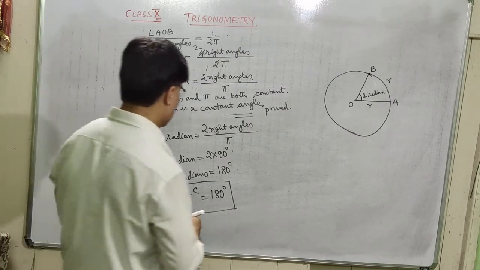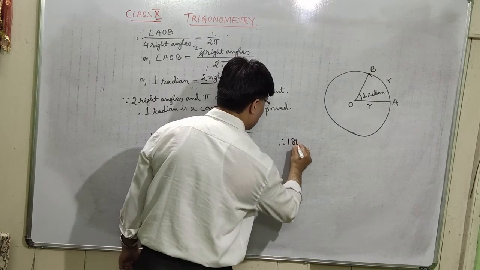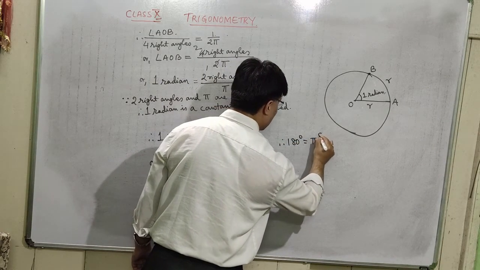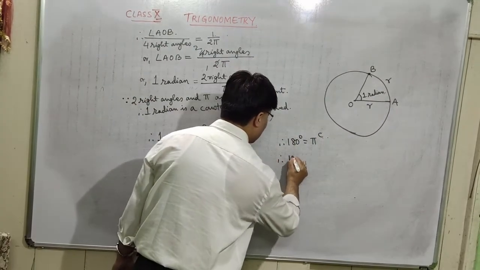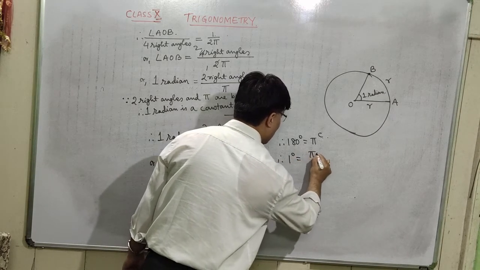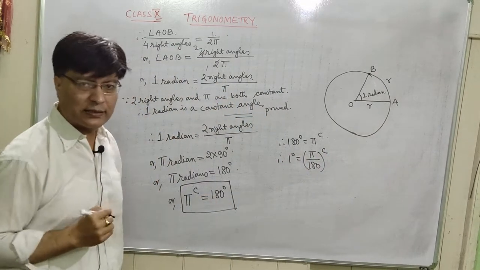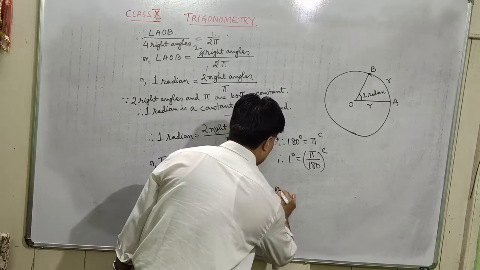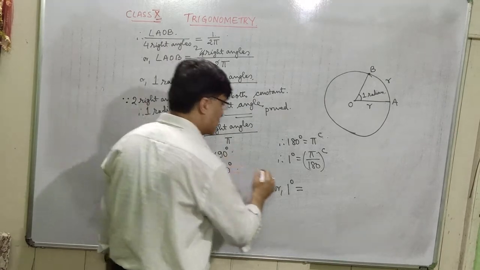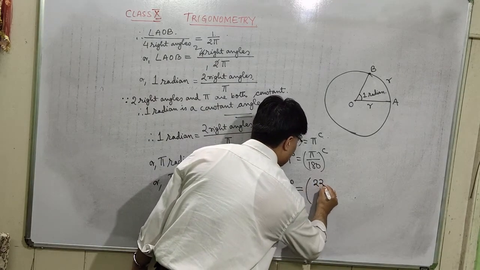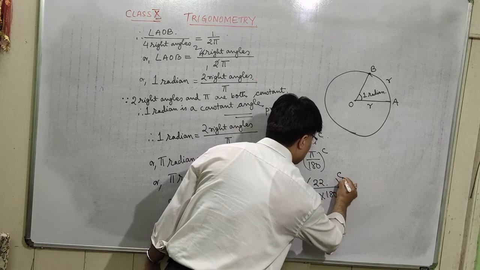So now from here, since 180 degree is equal to pi radian, isn't it? 180 degree is equal to what? Pi radian. So 1 degree is equal to pi by 180 radian. Is that clear to all of you? Or now this 1 degree is equal to, what is pi here? Pi can be written as 22 by 7 into 180 c.